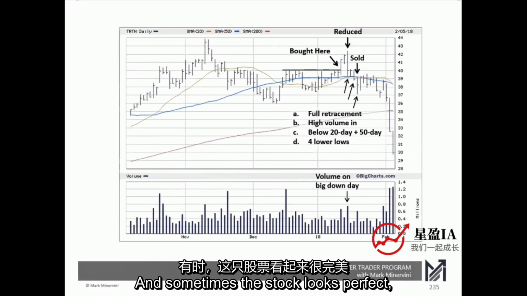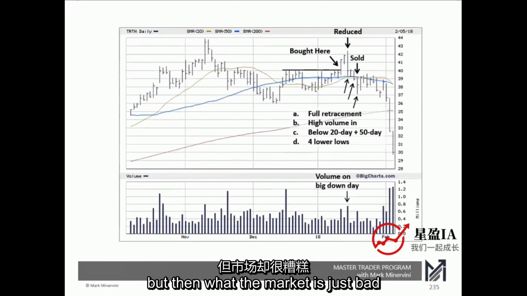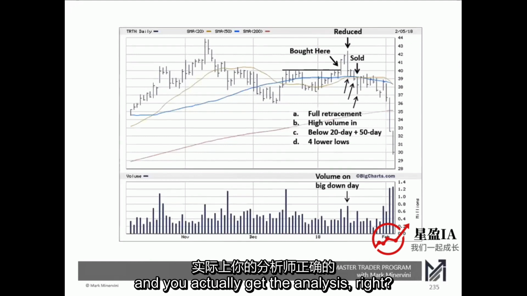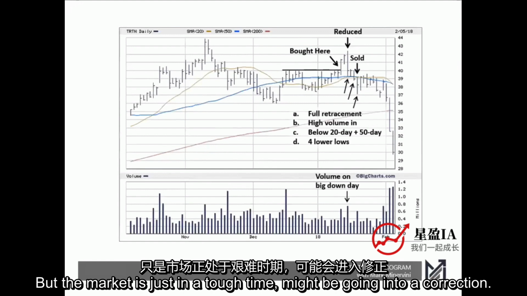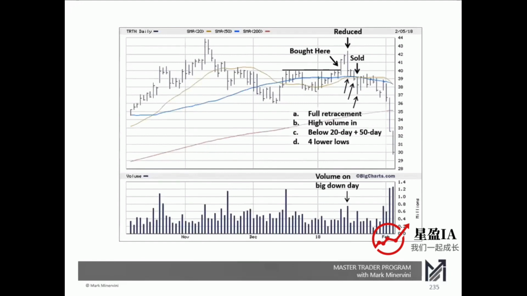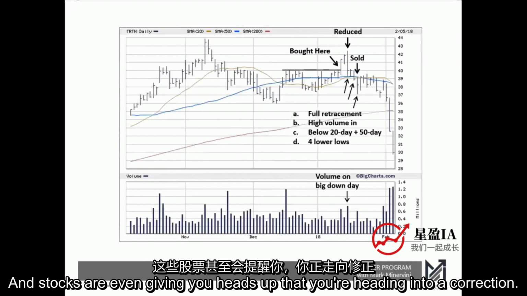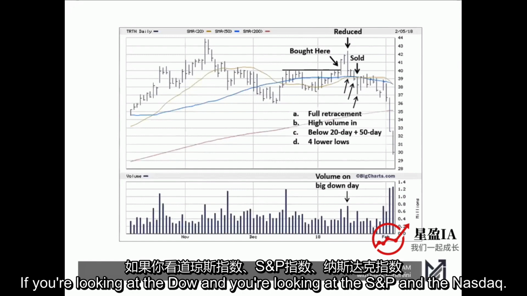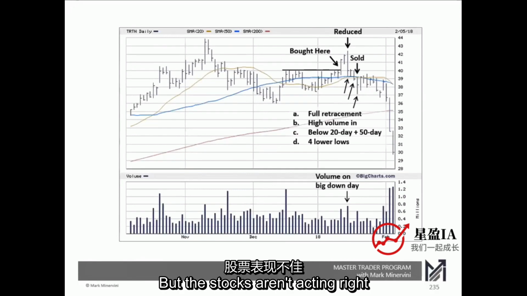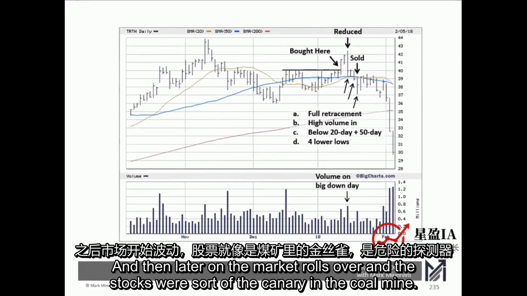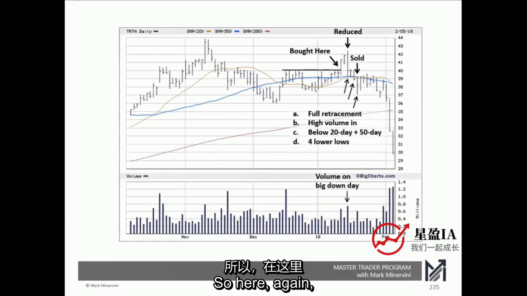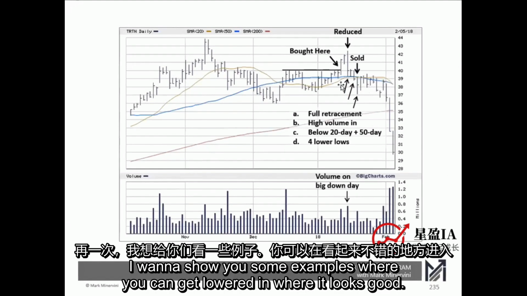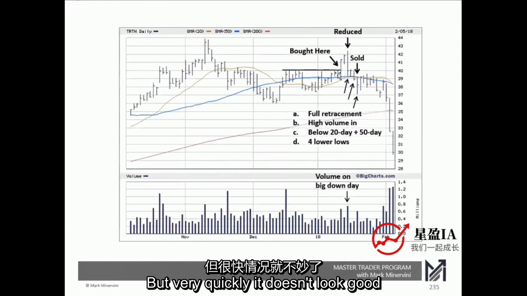Yeah, and sometimes the stock looks perfect, but you know what? The market's just bad. You actually get the analysis right, but the market is just in a tough time, might be going into a correction, and stocks are even giving you a heads up that you're heading into a correction. The market really looks fine if you're looking at the Dow and the S&P and the Nasdaq, but the stocks aren't acting right. And then later on, the market rolls over and the stocks were sort of the canary in the coal mine. So here, again, I want to show you some examples where you can get lured in, where it looks good, but very quickly it doesn't look good.